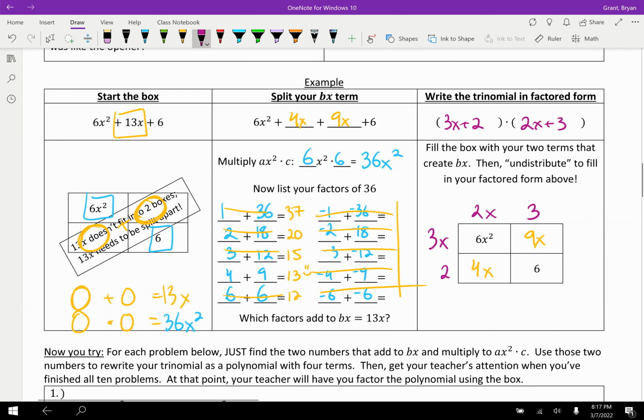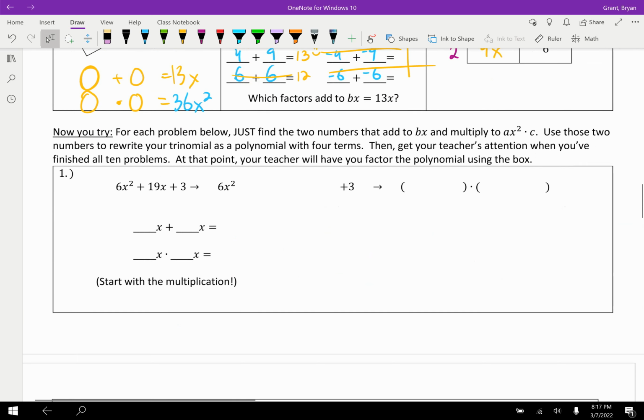Now, I realize you're probably saying, well, wait, that seemed like a ton of work, right? Way more than guessing and checking. And on one hand, if you do all this work, it is. But on the other hand, we won't actually need to do all this work every time. And I'll show you what I mean on some practice problems down below.